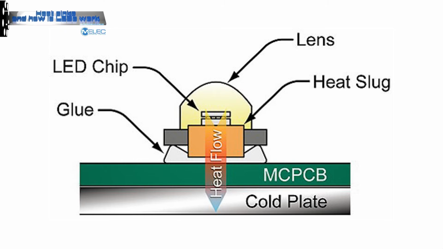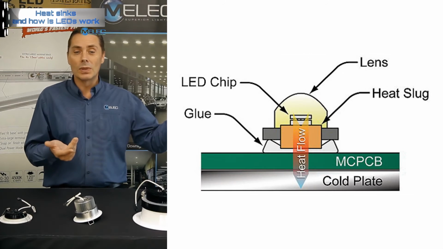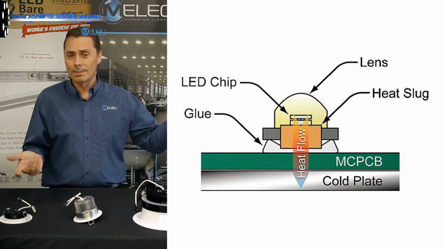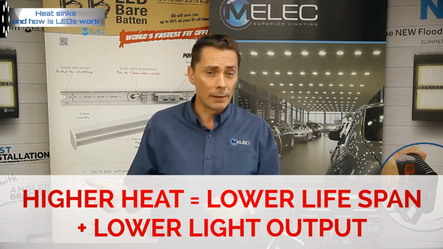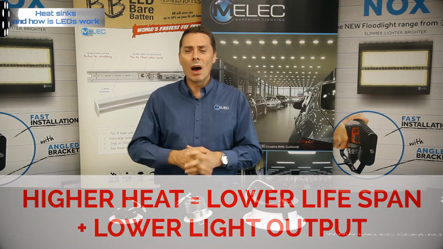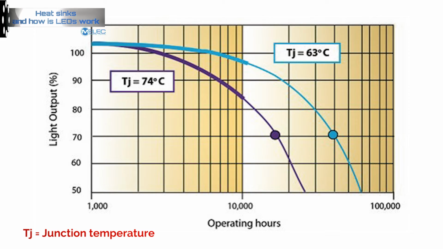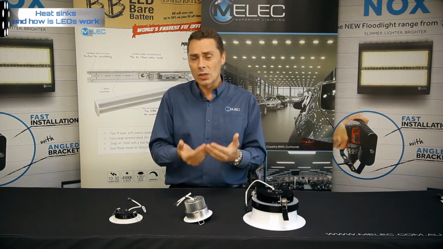Then you've got more gaps, joints and plates, and you have more resistance the heat has to go through to escape. The more heat that builds up, the hotter the unit gets. The higher the heat, the lower the lifespan and the lower the output. We discussed this earlier in one of the segments, the junction temperature, which is where the P-type and the N-type meet. That's where most of the heat is caused.